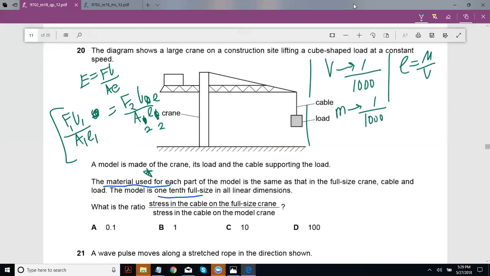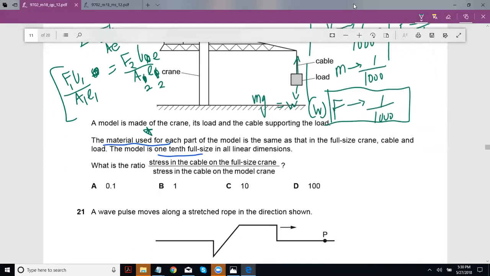And therefore the force will also become 1/1000, because force is the weight of the load. Because it's a constant speed, whatever force they're applying upwards is equal to whatever force there is downwards. The upward force is equal to the weight, and hence your force should decrease by 1/1000 as well, because weight is mg. G remains the same, m decreases by a factor of 1000. And stress was force upon area.